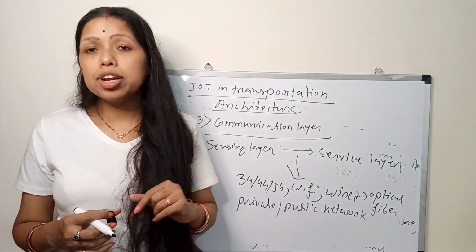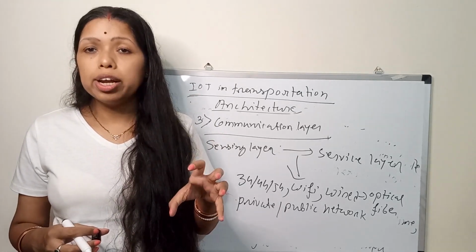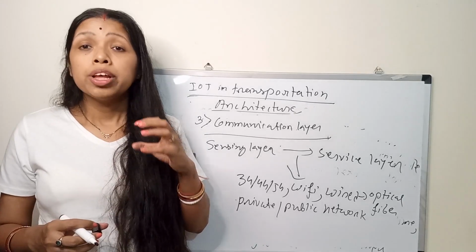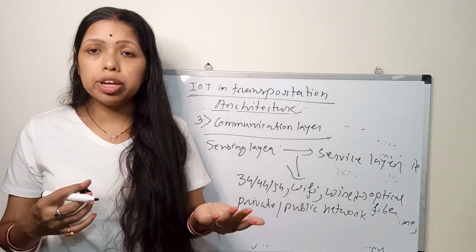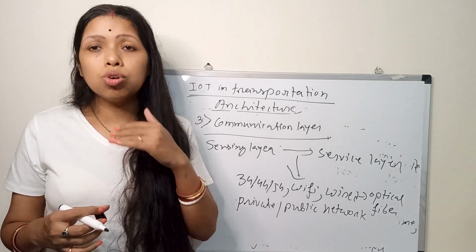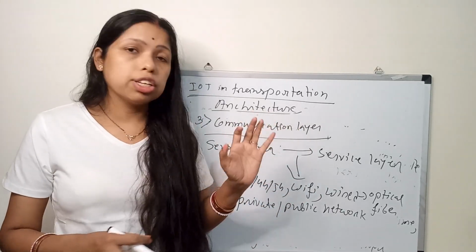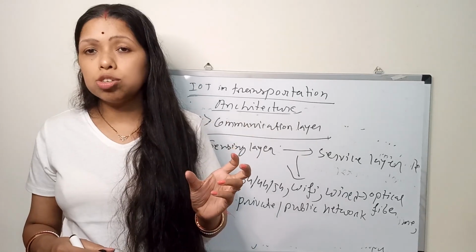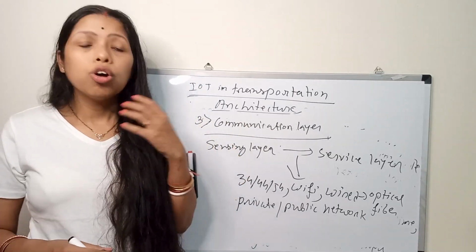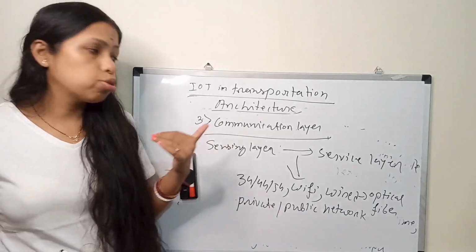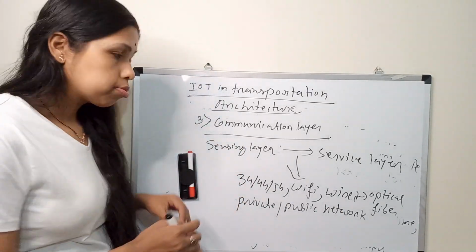Another point is that transmission speed and transmission accuracy are also important. Transmission is how the data is transmitted. A slow processor means you cannot hold the data from the sensor layer to the communication layer. The communication channel should be very fast. Data transmission speed should be very high when you transmit through this platform, from the sensor layer to the service layer.